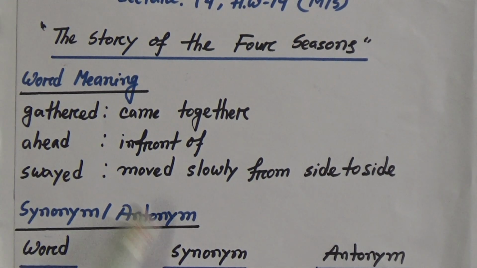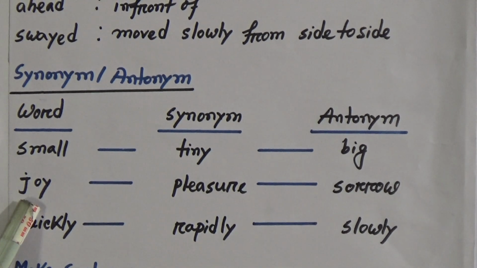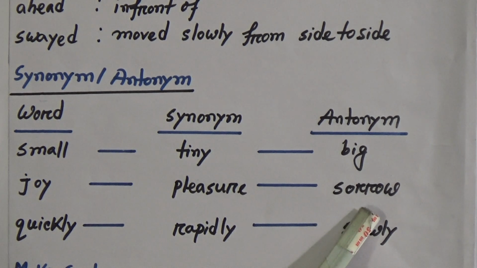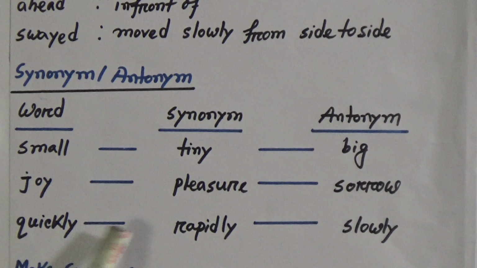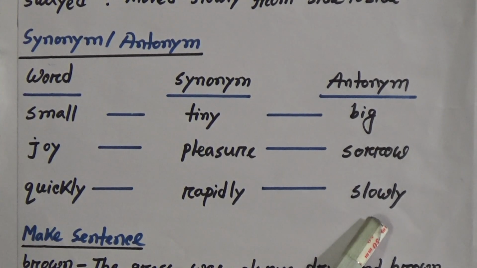Now synonym, antonym. Word, small. Synonym, tiny. Antonym, big. Joy, synonym, pleasure. Antonym, sorrow. Base word, quickly. Synonym, rapidly. And antonym will be slowly.